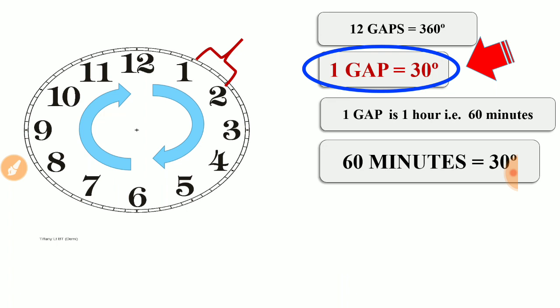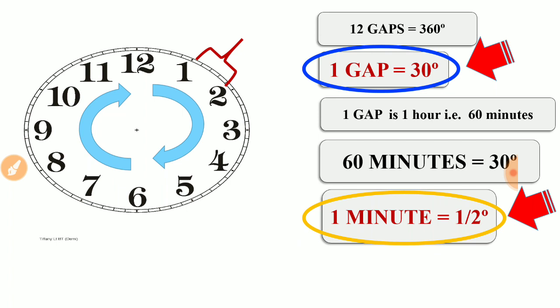And inside that gap, if we look at each minute, likewise between 2 and 3, that means in 1 hour you can find 60 minutes. So 60 minutes is representing 30 degrees. So 60 minutes is equal to 30 degrees. So you can find that 1 minute is equal to 30 by 60, that is, half a degree. This is the second highlight, or the second important lesson, for solving clock problems. The first point is one gap is 30 degrees. The second point is 1 minute is half a degree. If you are clear about these dials and the angles, then we can start with the next point.